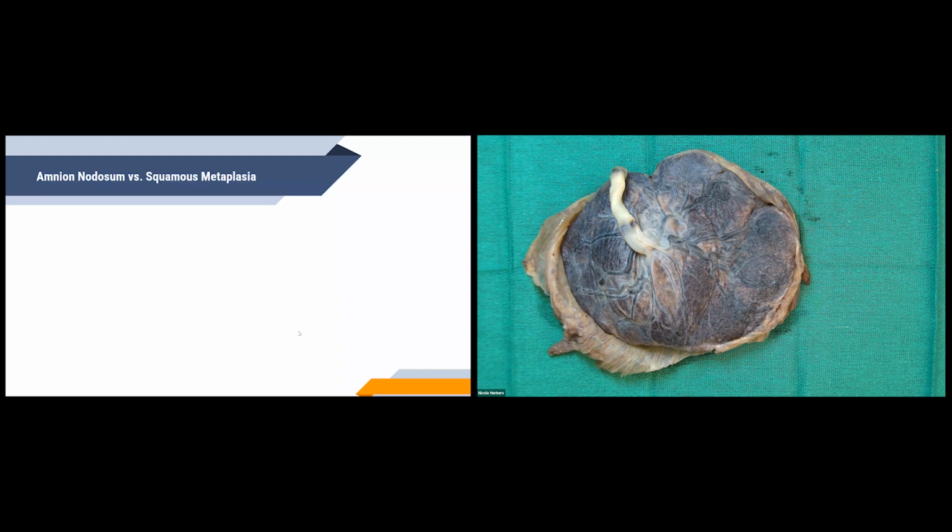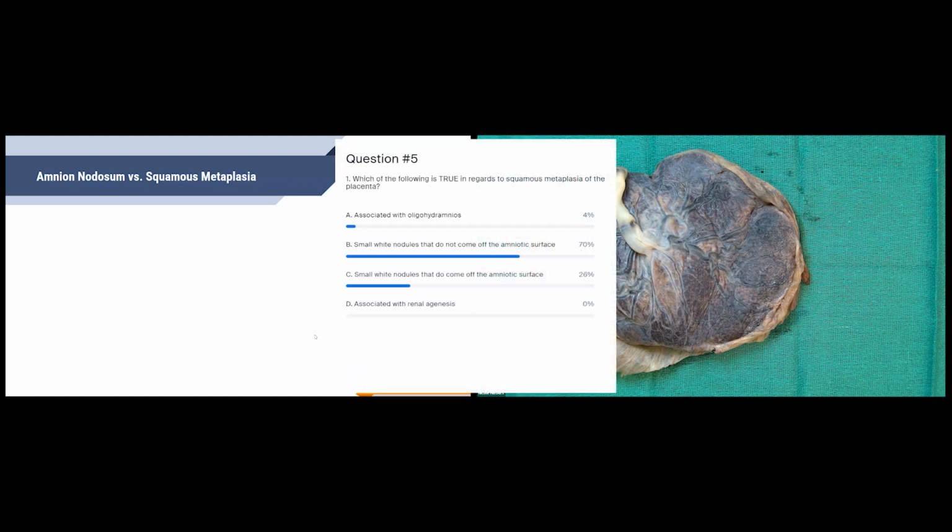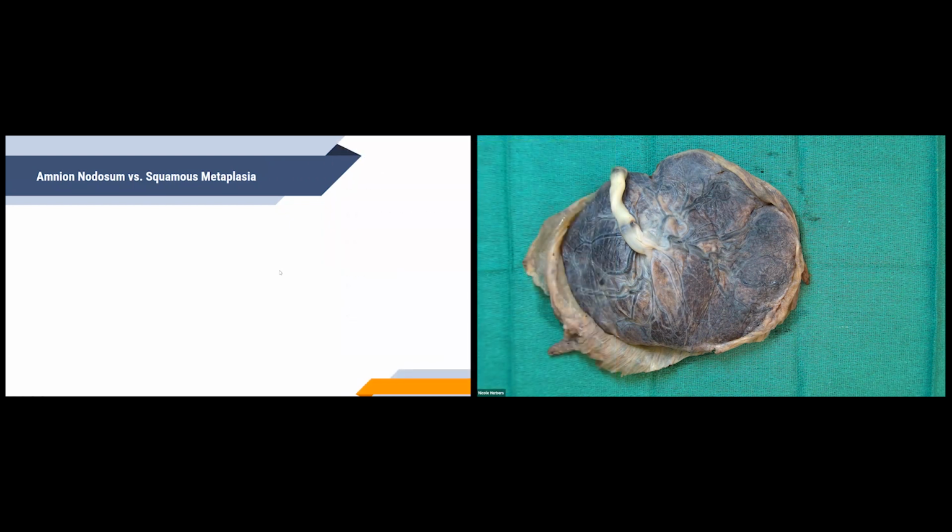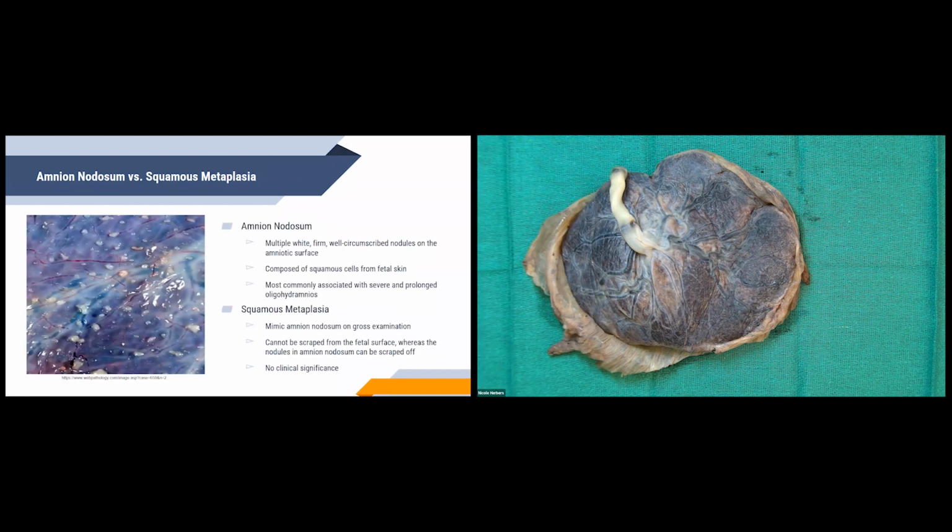Okay, so I'm going to stop the polling there and share the results with you. Yes, the correct answer is B. It is white nodules that do not come off the amniotic surface. Now we'll just talk about the differences between these two.